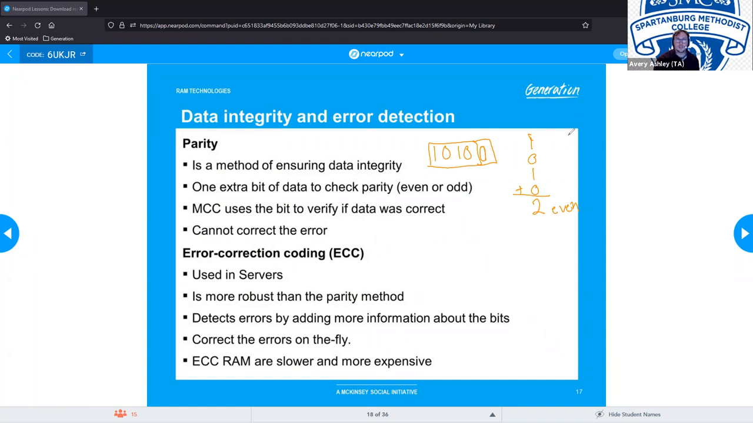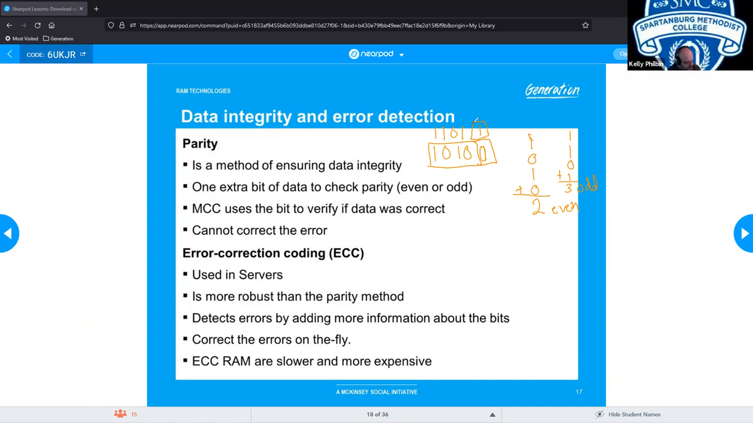If the number was 1, 1, 0, 1, we would do 1 + 1 + 0 + 1, which would equal 3, which is odd. So we would need this parity bit to be 1 in order to make the whole thing even. Now understand that the parity bit has nothing to do with the actual data itself. All it is doing is verifying that you received what you were supposed to receive.